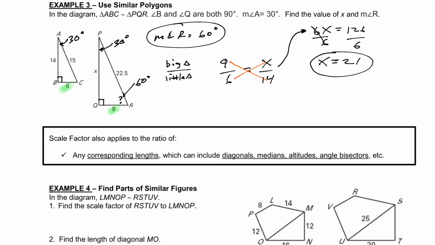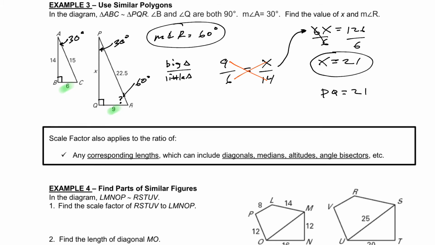So we found the measure of angle R. We were asked to do that, and we found the value of X. Now again, X would represent the length of the segment PQ. So if we wanted to, we could write the distance from P to Q is equal to 21. All right, let's move on to example 4.